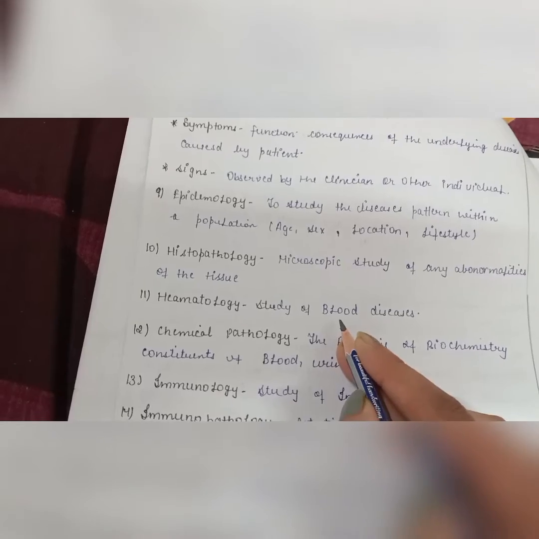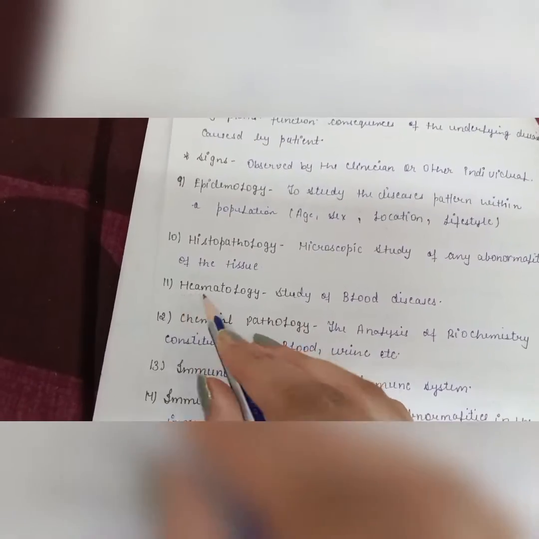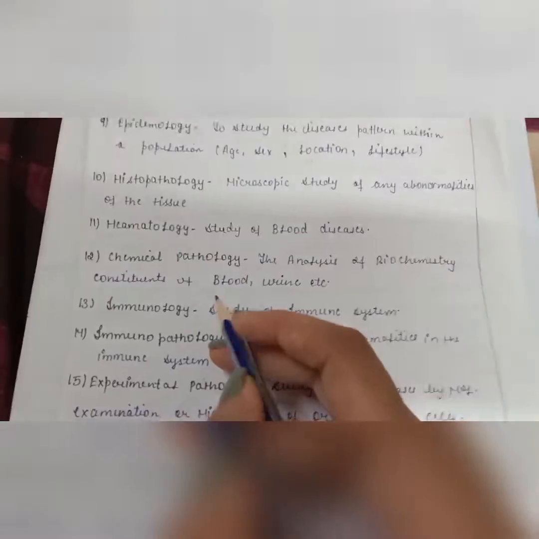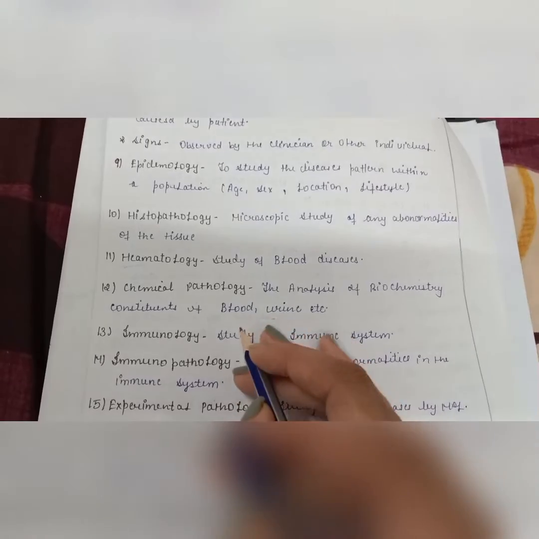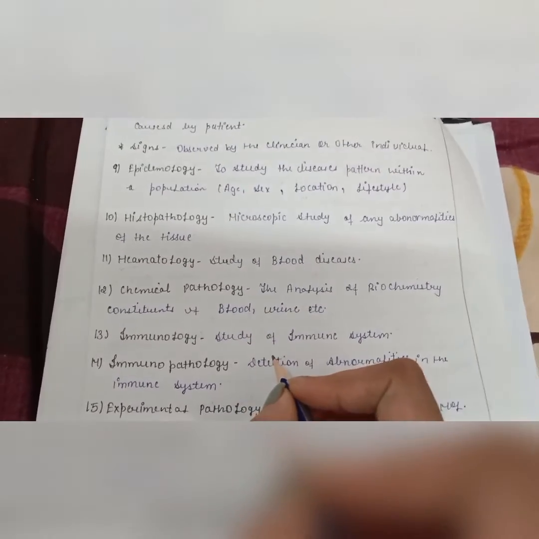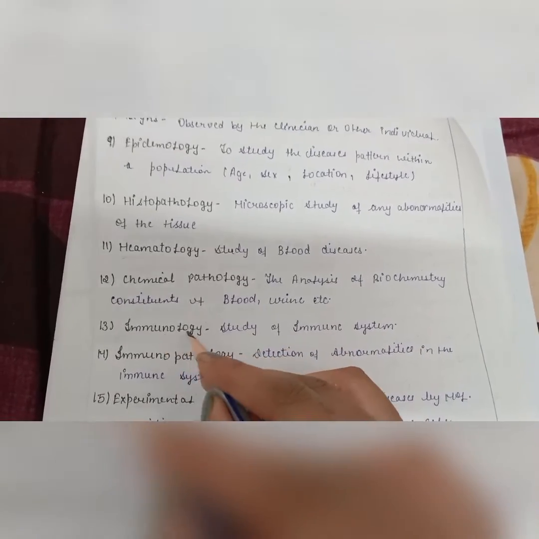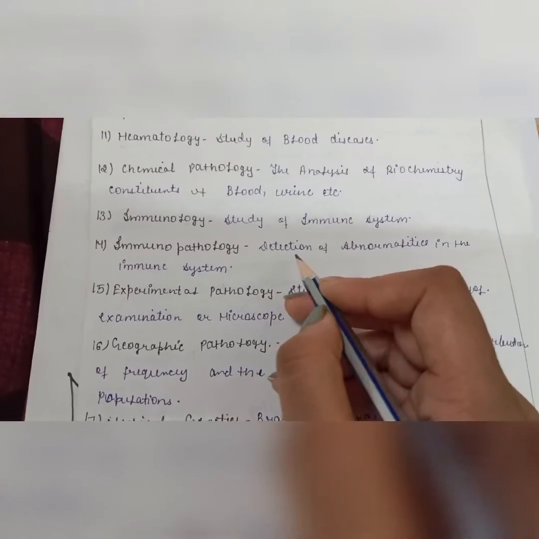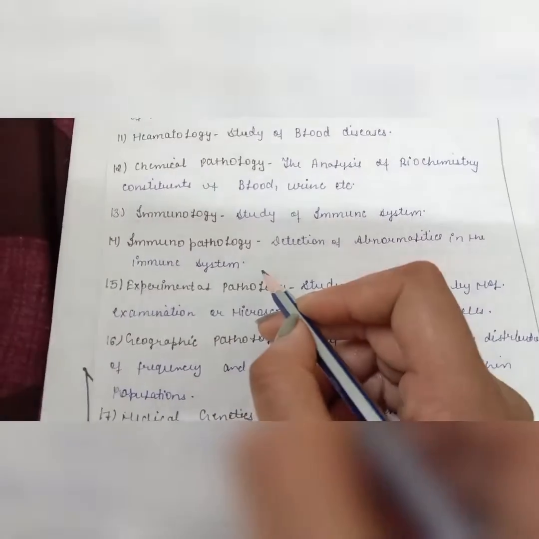Next one is hematology, the study of diseases which are related to the blood. Hema means the blood. Next one is chemical pathology. It means the analysis of the biochemical consequences in the blood, urine, etc. Next one is the study of the immune system, and the term is immunology. Next one is immunopathology, the detection of abnormalities in the immune system.